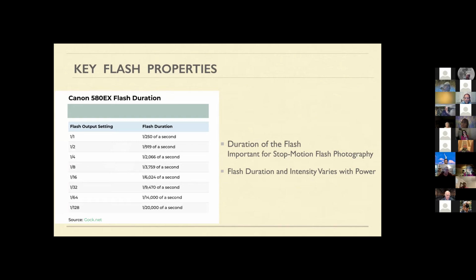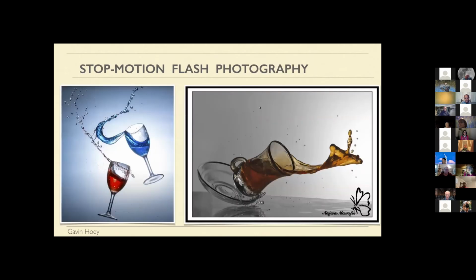If you move down to 1/16th power, the flash duration is 1/6000th of a second. And if you go all the way to 1/128th power, you'll get 1/20,000th of a second. The reason it's important to know that is that the flash duration can be taken advantage of for so-called stop motion flash photography, and stop motion flash photography allows you to get wonderful shots like this.